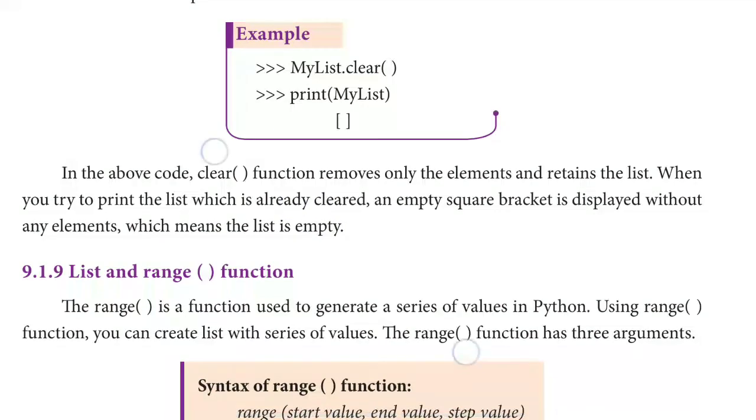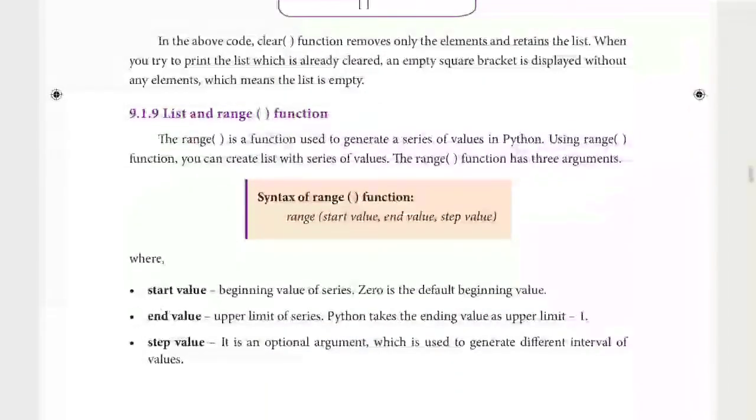So next is list and range. So here you can see that list and range functions are there. Range is a function used to generate a series of values in Python. Using the range function you can create a list with a series of values. The range function has 3 arguments.